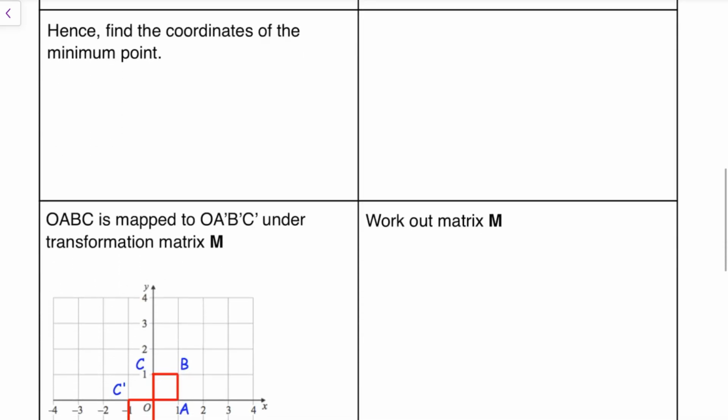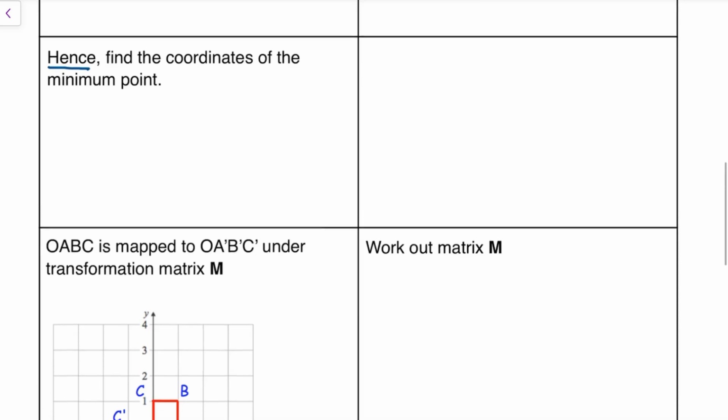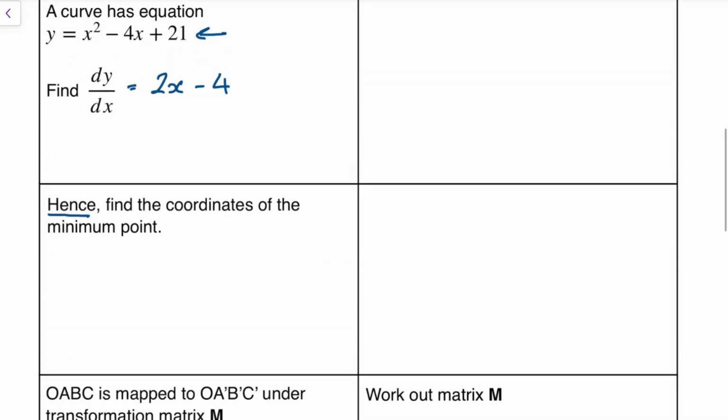Next question. It's a hence question, so I must use the previous answer. So therefore, let's go back to the previous answer, which was 2x minus 4. Hence, find the coordinates. So it doesn't say just the x value, but the coordinates themselves of the minimum point, where the minimum occurs when 2x minus 4 is equal to 0. In other words, x equals 4 divided by 2, which is 2.